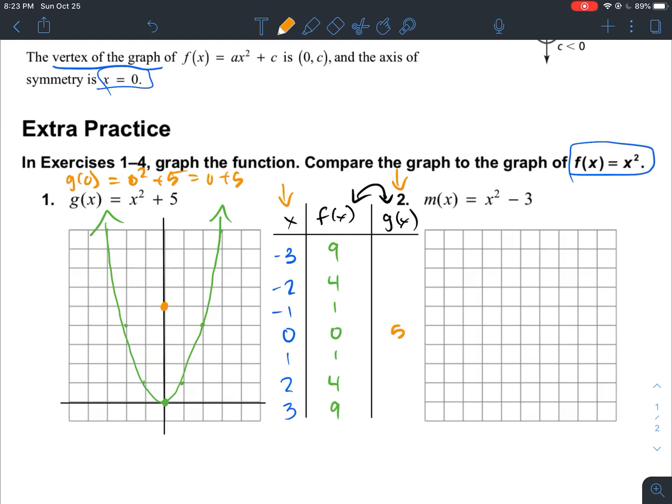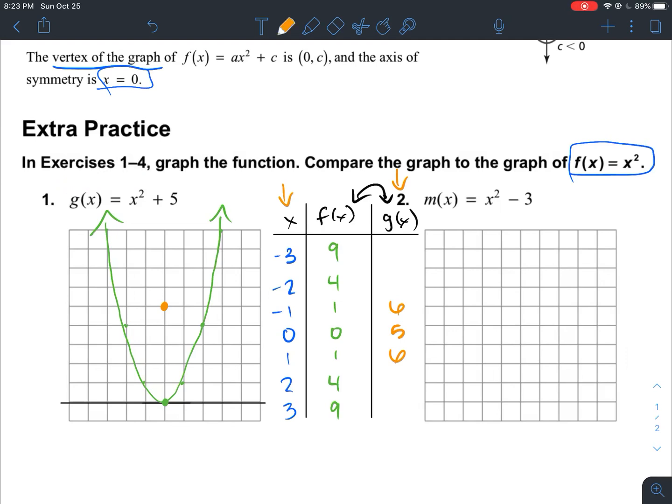Now, when x is 1 or negative 1, remember that this is going to be a symmetrical graph, so that means the outputs are always going to be the same on either side of the vertex. This is the vertex right here. When we plug in 1 or negative 1, so g of 1, this is equal to 1 squared plus 5. That's going to be 1 plus 5, and that's going to be 6. So this is going to be 6, 6.